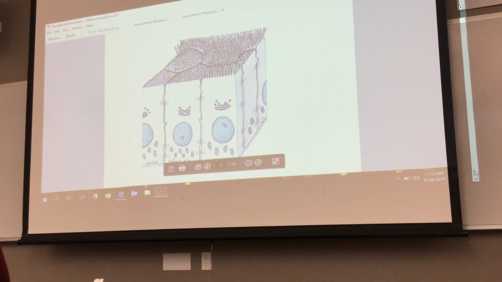What does it mean that epithelial cells exhibit polarity? There's an apical and there's a basal layer. So they have poles, they have sides that are different. And as far as the names, luminal or apical membrane, and then the rest of it basolateral.